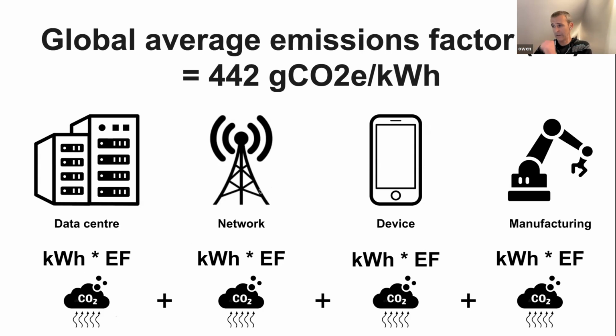For things like the network and the device, if all of your users are within a specific region, let's say, for example, you service only Canadian customers or only customers within British Columbia, then you may want to use a more region-specific emissions factor. For the rest of us, if you're working on something that serves a global audience, you can use this 442 grams of carbon dioxide equivalent per kilowatt hour factor. That's what's recommended by the protocol, by the specification.